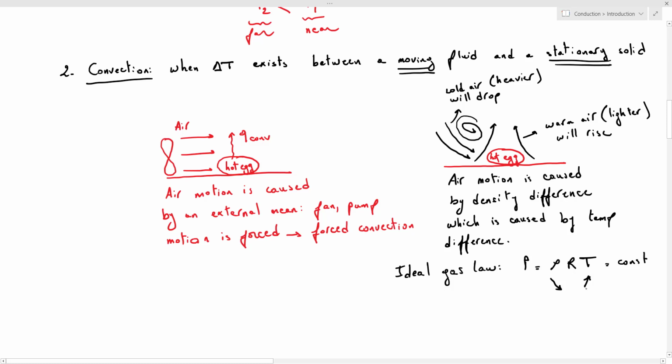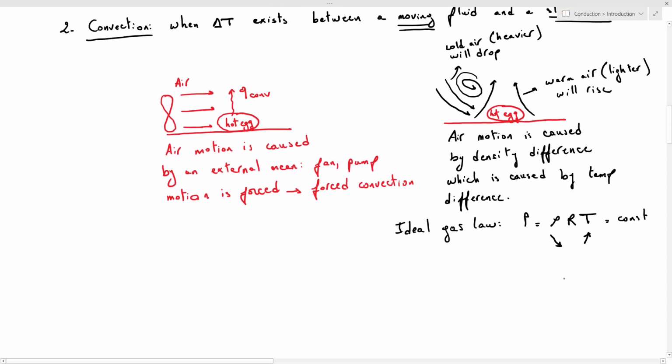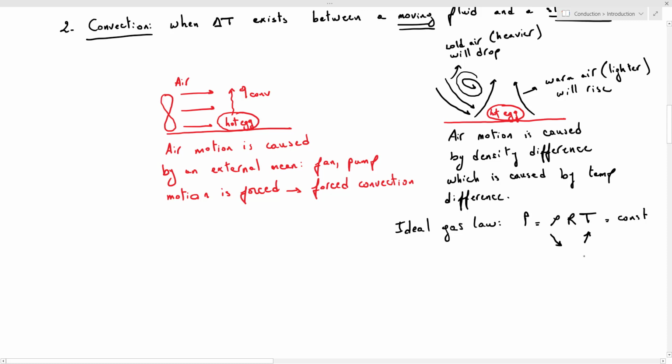That's why warm air has a smaller density, and if T decreases, then the density will increase. So cold air has higher density, so that's why it will drop. And warm air is lighter, it has low density, so that's why it will rise. So the air motion here, unlike forced convection, is not caused by an external means such as a fan or a pump. It is caused by the density difference. So we say that this type of convection is called free or natural convection.